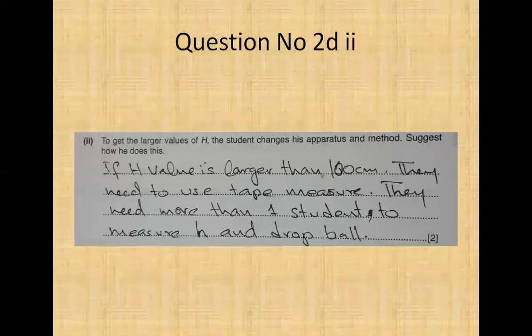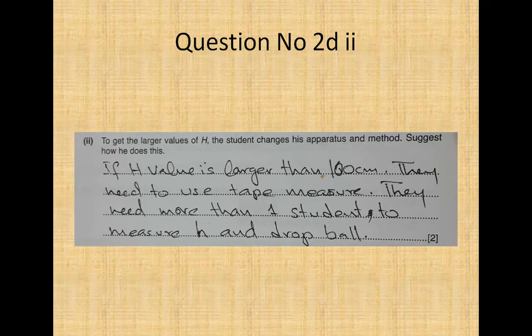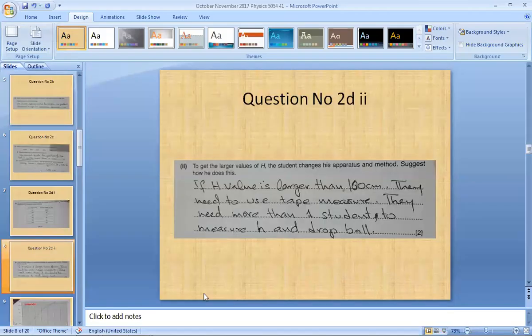Okay, so here we go. If H value is larger than 100 centimeter, they need to use tape measure. They need more than 1 student to measure H and drop the ball. Okay, so I hope you understand.